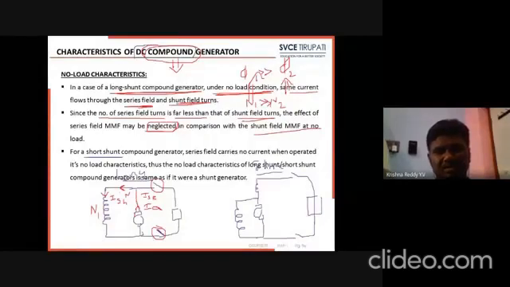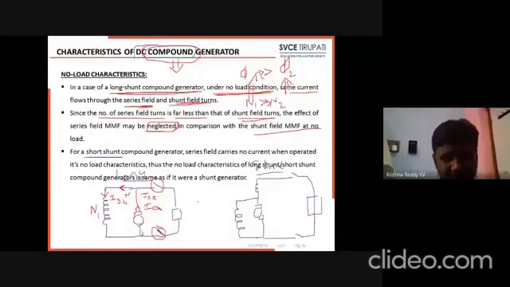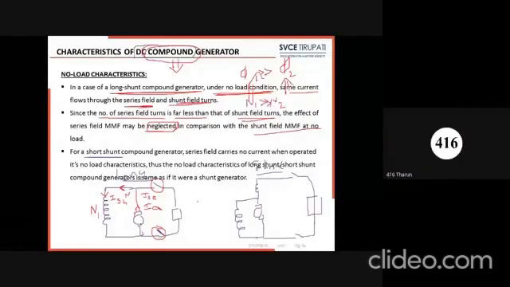Now, what type of generator does it represent? When you neglect the series field MMF, since its value is lesser, then what type of generator does it represent? Anyone can respond. Self-excited generator. What? Self-excited generator.